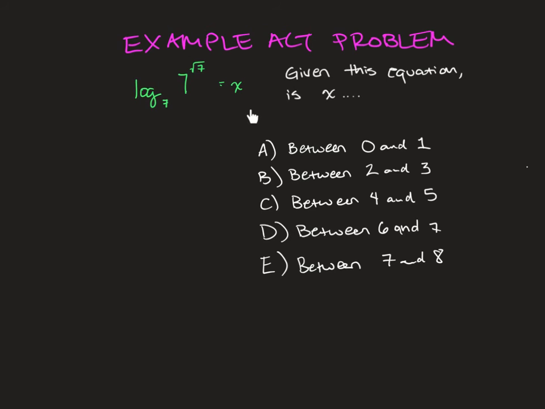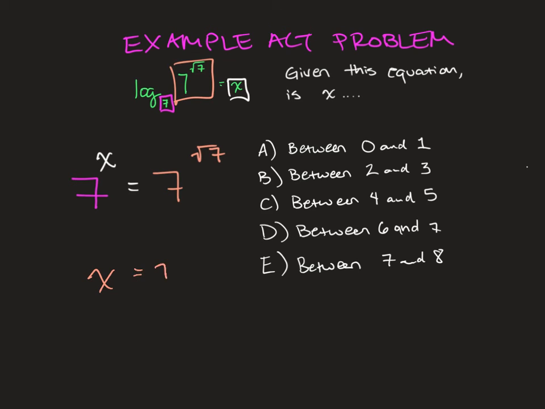The first thing I would do is rewrite this as an exponential equation, where my base is 7, and my exponent is x, and that would be equal to the argument that I have, which in this case happens to be 7 to the square root of 7. This looks so much easier now, because I know that if 7 to the x is the same as 7 to the square root of 7, then x has to be equal to the square root of 7. Okay, I can work that out then.